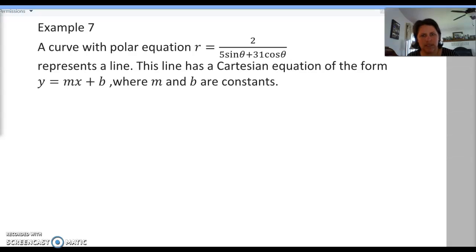On example number 7, we have a little bit bigger of an equation that they're giving us. What I would like you to do first, I think it's easiest if you can get rid of any fractions first. So if you come up with one of these polar equations and there's a fraction in it like this, first thing that I would like you to do is get rid of the fraction. Okay, so number 1, we are going to multiply both sides by the denominator. So get rid of fraction.